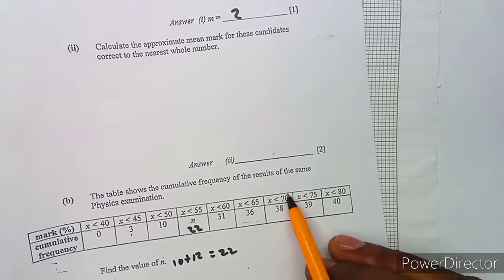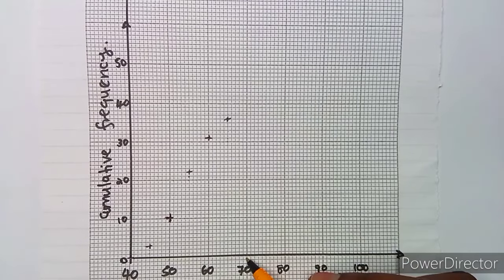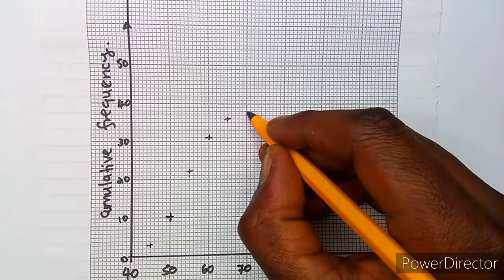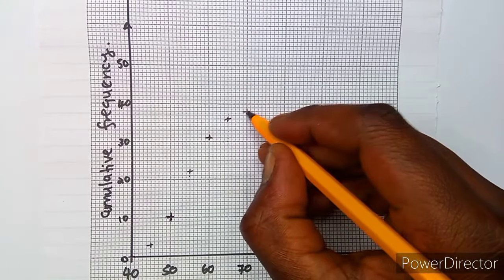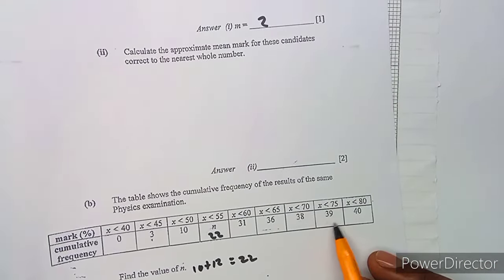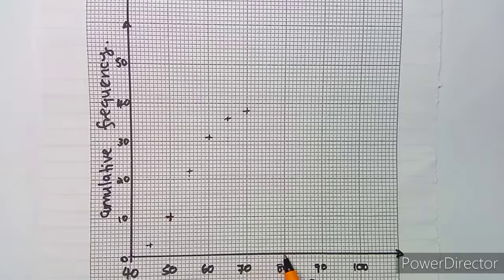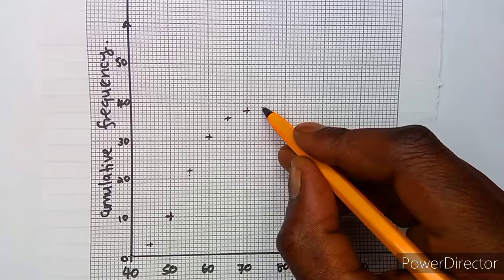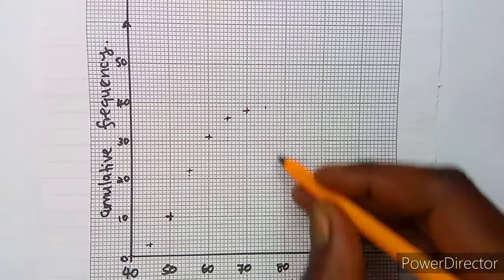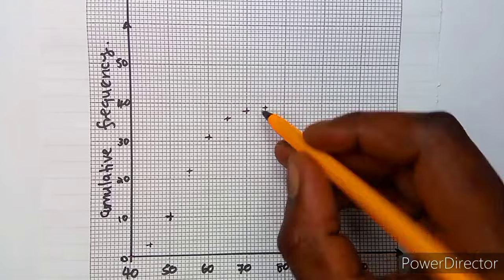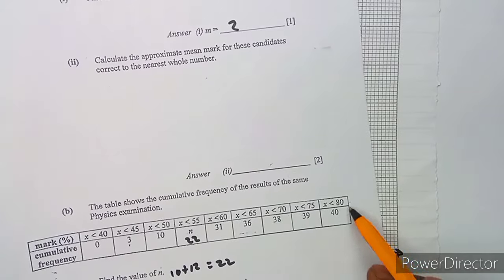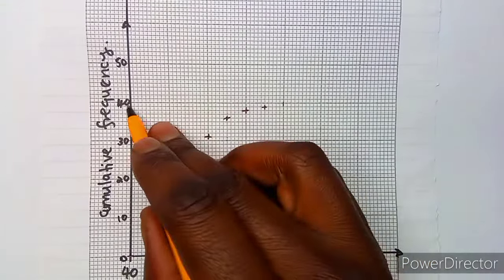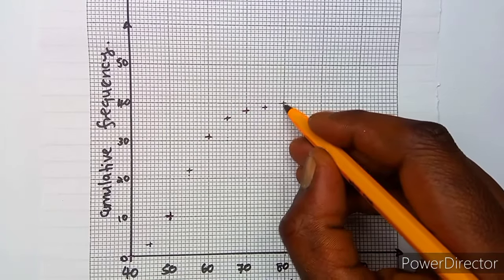So you've got 70 here versus 38. So this is 70 here, 38, which is 2 boxes before 40 here. So you can just calculate 2 boxes before 40. That is your 38. All right. Then 75 versus 39. So 75 is in between 70 and 80, but 1 box before. So you just count 1, 2, 3, 4, 5. That's your 75 here. And 1 box before this 40 here. Okay, then 80 versus 40, which is the last point there at 40.